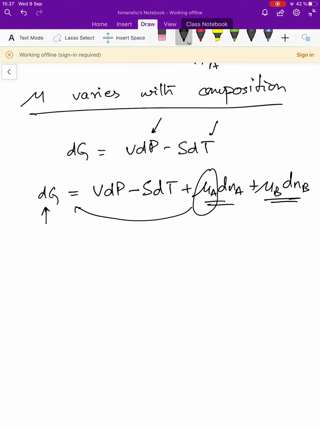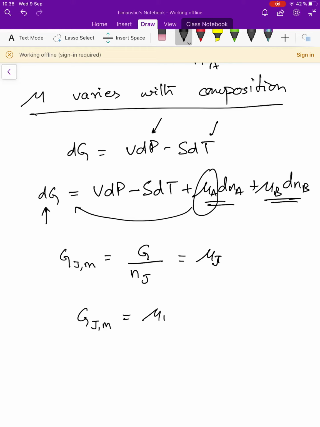For pure substances, let's say for a substance J, the molar Gibbs free energy is given by the Gibbs free energy divided by the number of moles of J. But if the substance is pure and there are no other components in the system, then from the previous definition of the chemical potential, this will be equal to the chemical potential. So this equation, where the molar Gibbs free energy of J is equal to the chemical potential of J, applies to pure systems, single component systems.